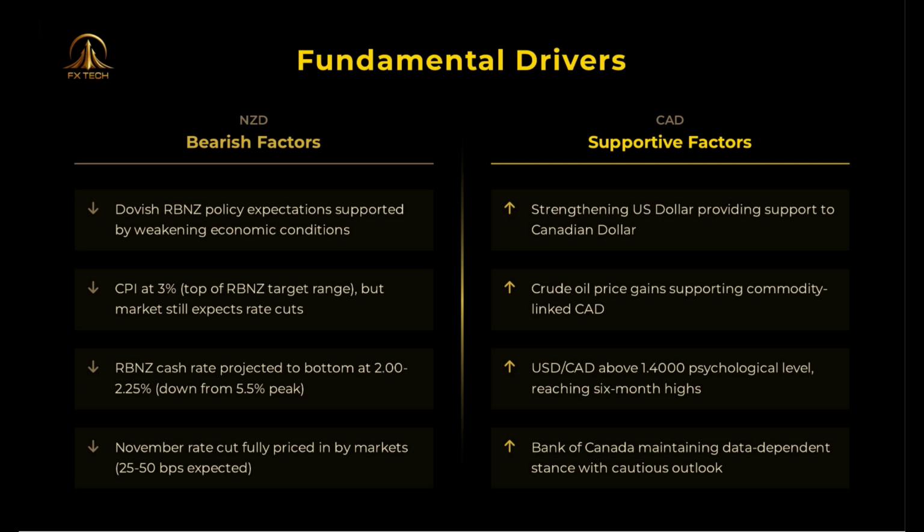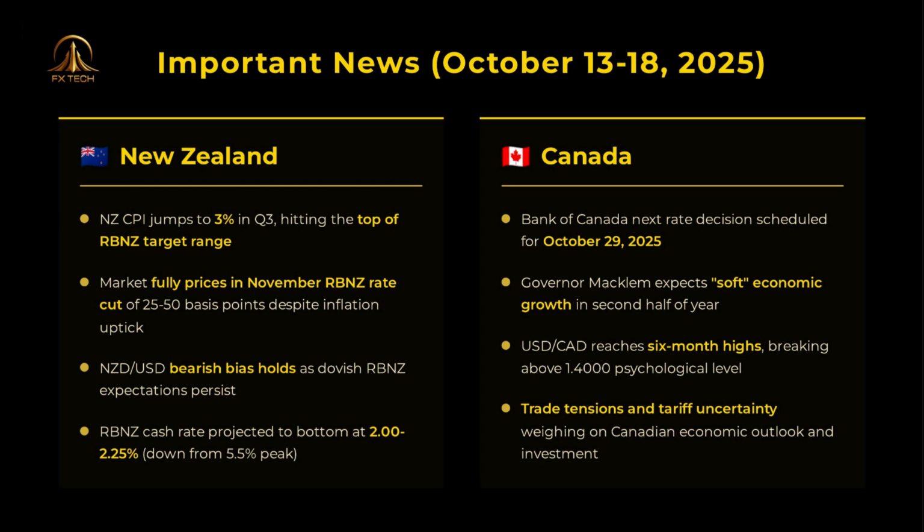Meanwhile, the Canadian dollar enjoys supportive factors: the strengthening US dollar providing a lift, crude oil price gains supporting the commodity-linked loonie, USD/CAD trading above the 1.4000 psychological level and reaching 6-month highs, and the Bank of Canada maintaining a cautious data-dependent stance. Several key developments shaped the market during this period.